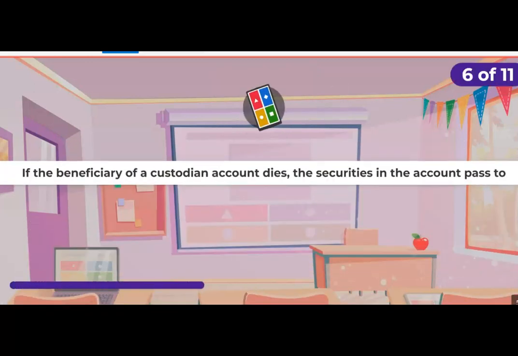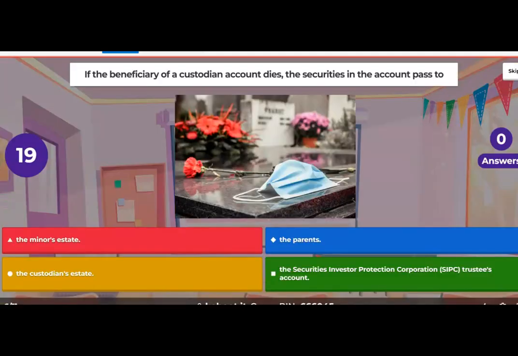If the beneficiary of a custodian account dies, the securities in the account pass to: A. The minor's estate. B. The parents. C. The custodian's estate. D. The Securities Investor Protection Corporation trustee's account.